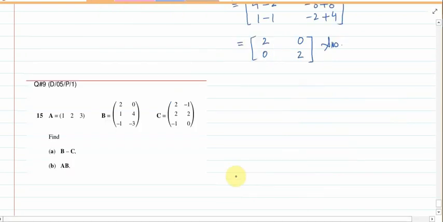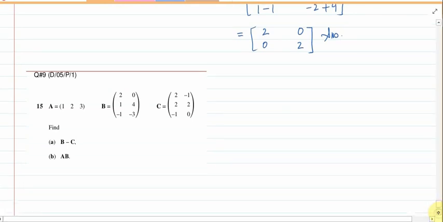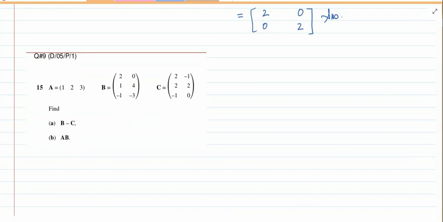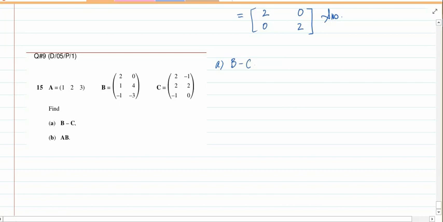Another past paper question in which you need to have a good command of addition, subtraction and multiplication. Now in the first part it says B minus C, right? So matrix B is 2, 1, minus 1, 0, 4, minus 3. That is matrix B minus C. 2, 2, minus 1, minus 1, 2, 0.